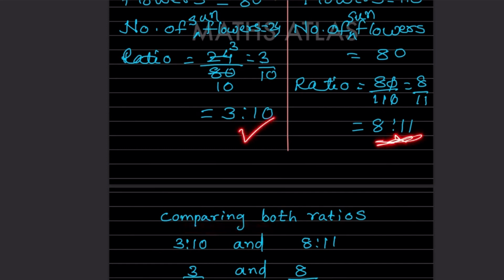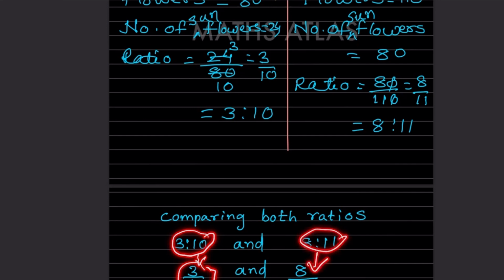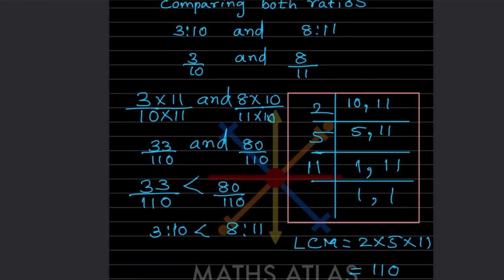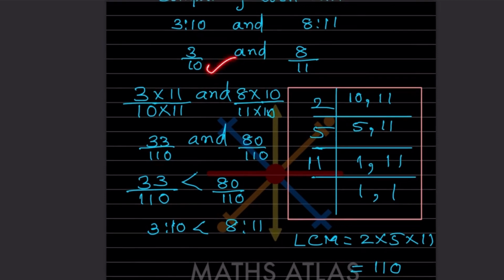So looking at this, we cannot see which is greater, right? So what are you going to do? Same thing we did in the previous problems. You are going to divide it here, and this you are going to divide over here. Now look at the denominators. Now the denominators are different, so again you have to take the LCM of 10 and 11.